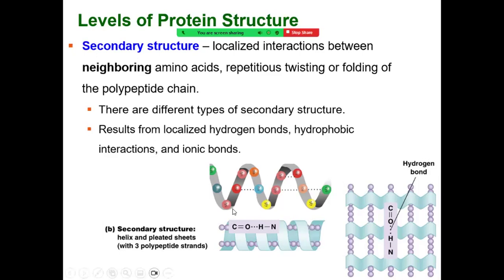So those are the forces that can cause the secondary structure, the attraction and the repulsion between neighboring amino acids. You only find the secondary structure between neighboring amino acids.